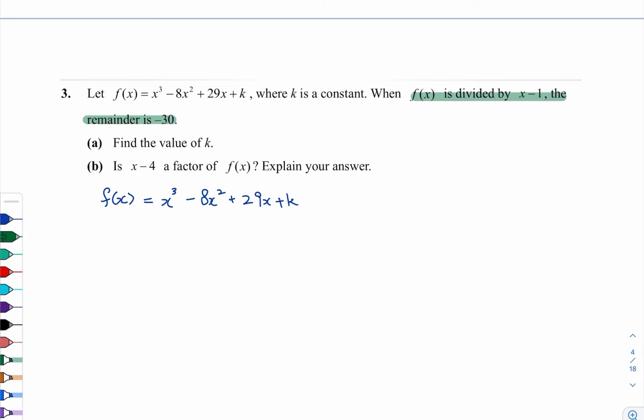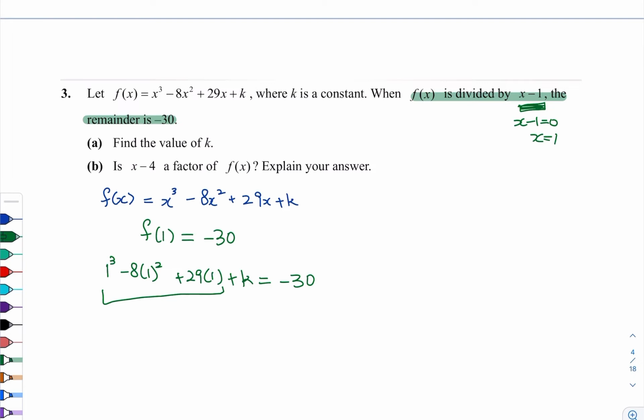So when f(x) is divided by this thing, what should I replace the x by? By 1. So f(1), the remainder will be negative 30. So all the x's are replaced by 1 now, and the answer will equal negative 30. So I replace the x by negative 1 first. And then what do you get? Equals negative 30. Because the first few are just numbers, you can click it in the calculator and see what you get. And if you get the answer 22, that means you might be correct.